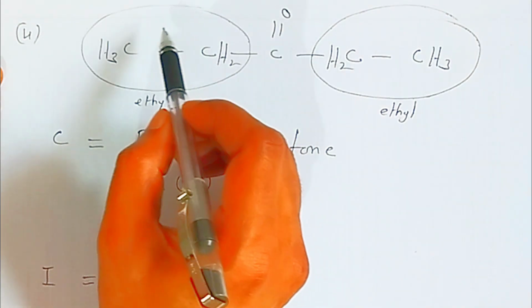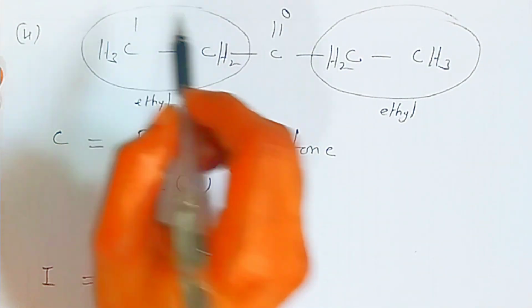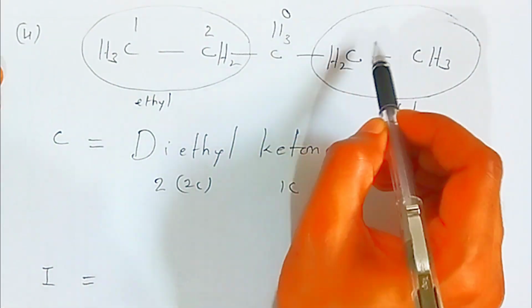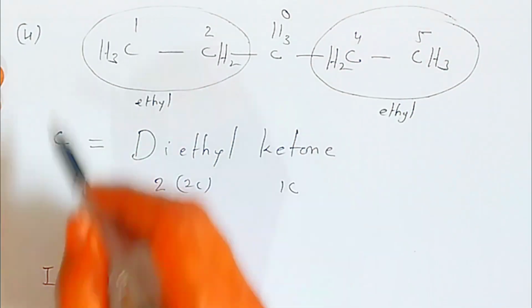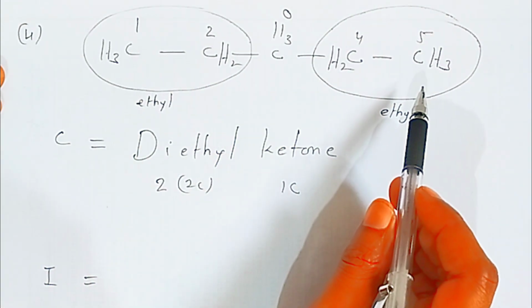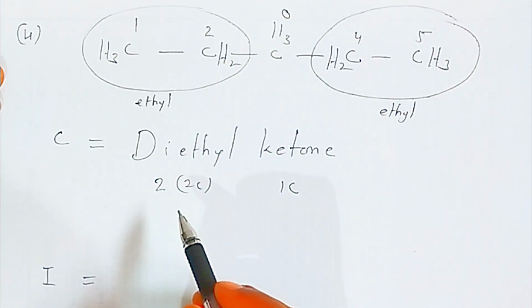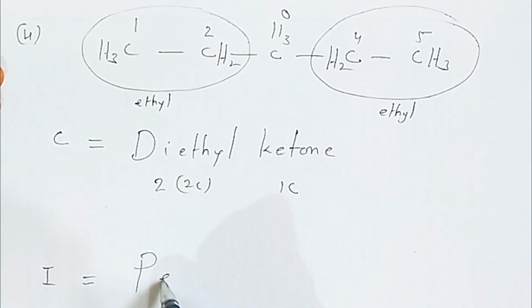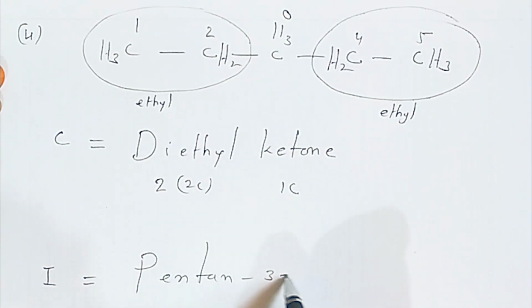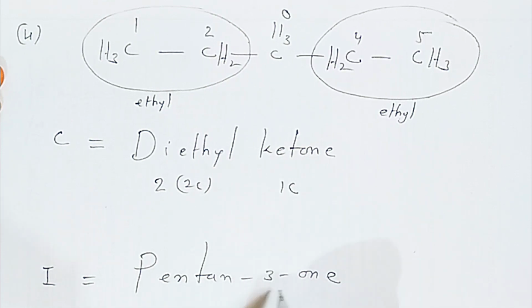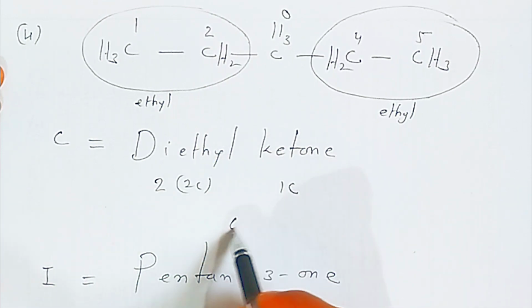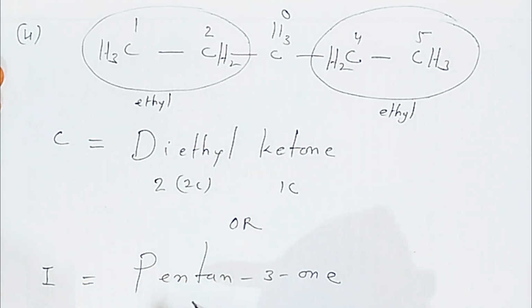For that you have to start the numbering. You have to give the numbers, students. This is carbon number 1, this is carbon number 2, this is carbon number 3, 4 and 5. So the longest chain of carbon in the whole molecule is 5. So what will be the name, students? At carbon number 3 the oxygen group is attached, so we call it pentan-3-one. Pentan-3-one is nothing but diethyl ketone. Understand, students? Mind well, sometimes they will give the common name and you have to write down the IUPAC name. Sometimes they will give the IUPAC name and you have to write down the structure. This way they may ask in board examinations.